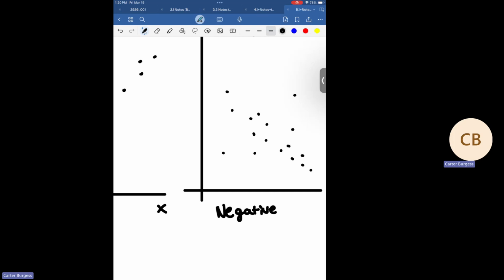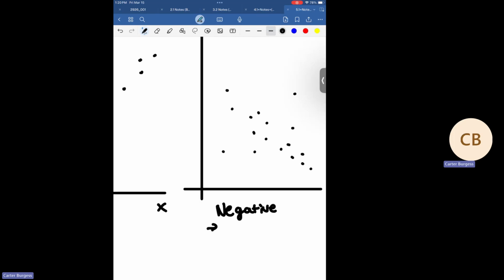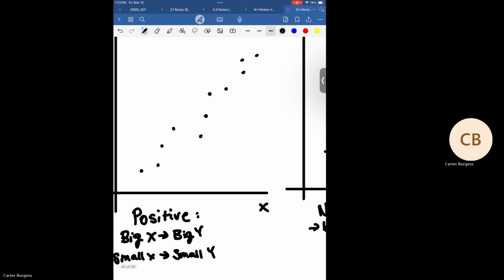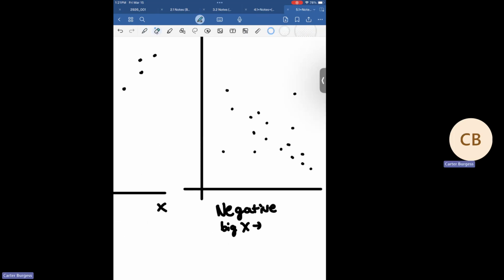And all negative means in this context is, we'll start with big again, big X gives us small Y, and small X gives us big Y. In general, on average.